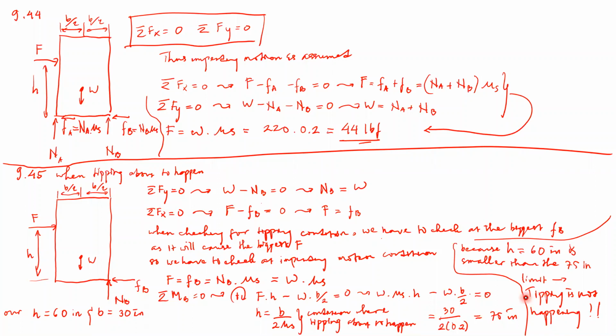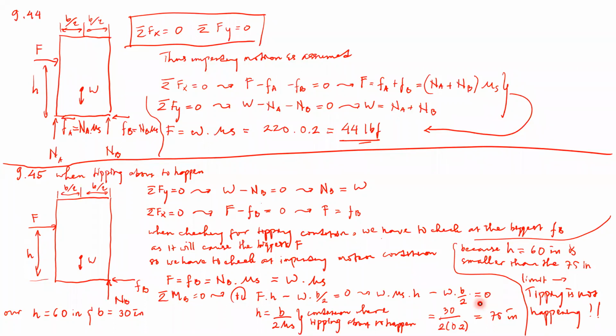Do you get that, Rafi? So this is if the value of F here is W multiplied by mu S, in order to cause impending tipping, the H here is supposed to be 75 inches. Correct or not? Okay, that's the limiting condition.